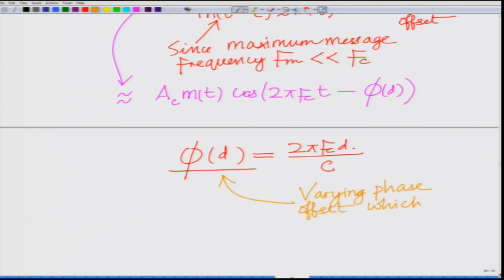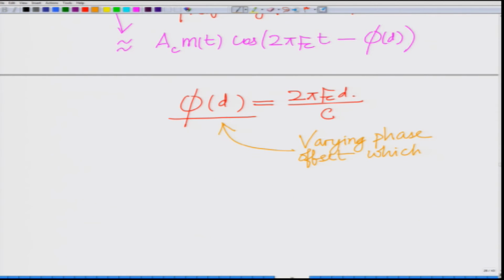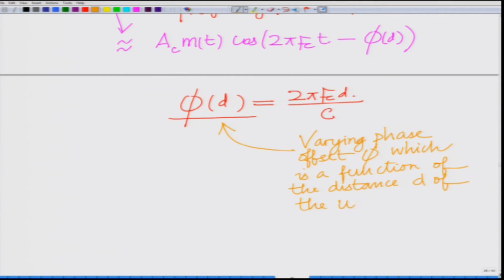The most important thing is that you have to realize that this varying phase offset φ is a function of the distance d of the user, and that is the important thing. As the distance d of the user is changing, remember the user is mobile, and therefore as he is moving, the distance d is changing.